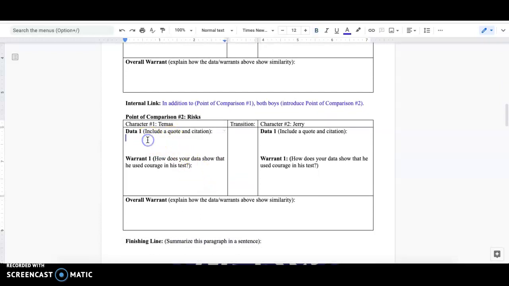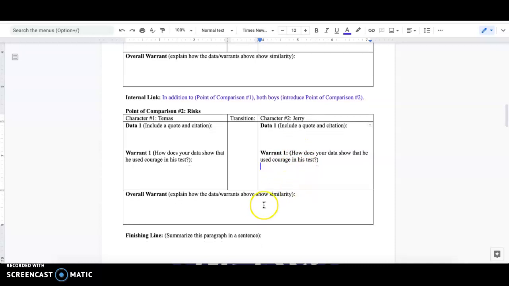Again, find a data point or find a moment from the story, build that into a data point that you write with your own words and the quote. How does your data point, how does this risk prove that Tamas had to use courage in his test? Transition word, or little phrase here. Same exact thing for Jerry. What was a risk that Jerry had, and how does that risk prove that he had to use courage?